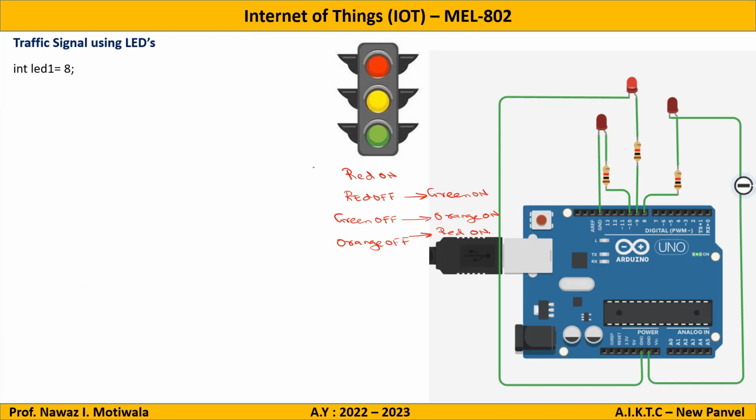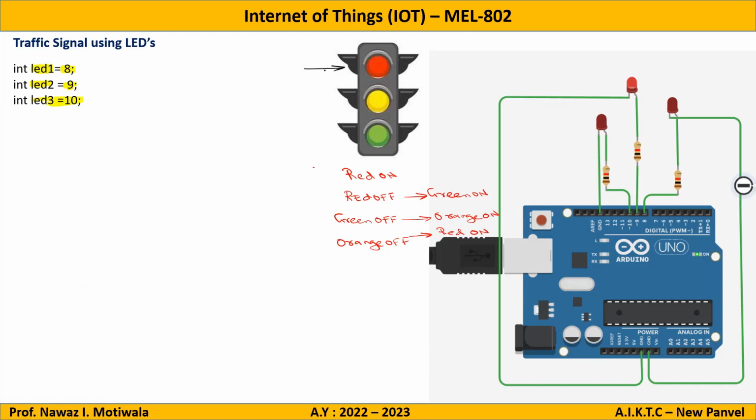So here you can see I am writing int LED1 is equal to 8. That means I am saying that I will be attaching my first LED, which is red color, on pin number 8. You can use any of the pins from 2 to 13. Similarly, I am declaring that my LED2 will be attached on pin number 9, and my LED3 will be attached to pin number 10.